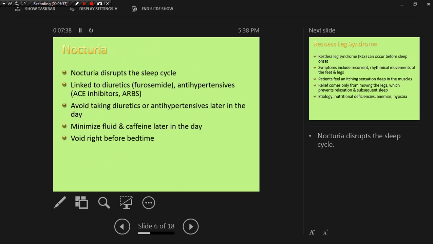So when we're thinking about nocturia, that just means like urinating at night, right? So we know that getting up through the night is going to disrupt that sleep cycle.